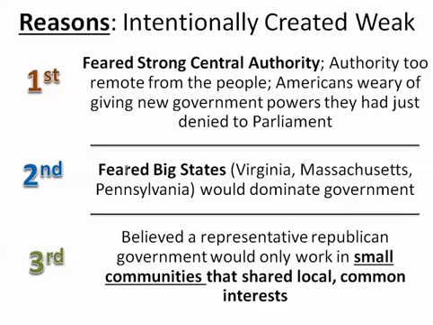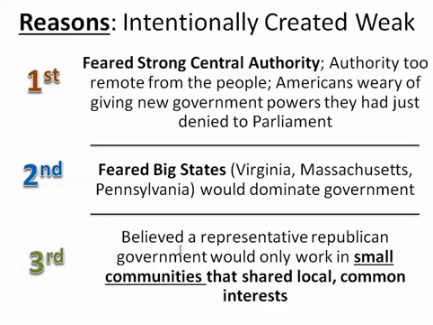Secondly, smaller states feared bigger states. They thought that Virginia, Massachusetts, and Pennsylvania would dominate the government. So under the Articles, every state got one vote regardless of its population. That way it would promote equality. In reality, smaller states are going to have a more proportional amount of power.